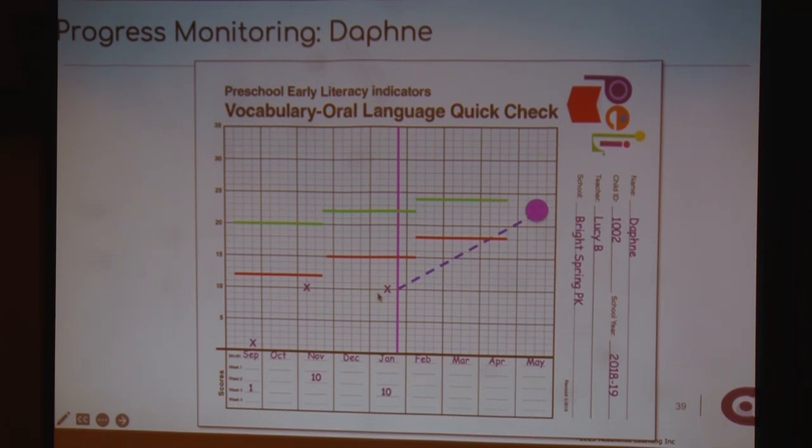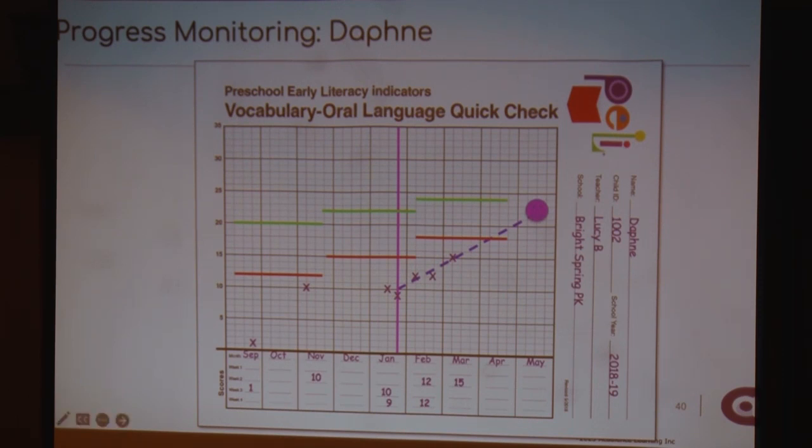We're going to use the vocabulary oral language quick check. Here's where she is. Here's our benchmark at the end of the year where we want her to be. And we draw a line connecting her score to that goal, if you will. We do our language intervention, and it was a storybook-based intervention with activities to build core vocabulary, not tier 2 words for Daphne, core vocabulary, basic words, getting her to increase her language from single words to 2 words to 3 words, and we use those quick checks to monitor her progress.